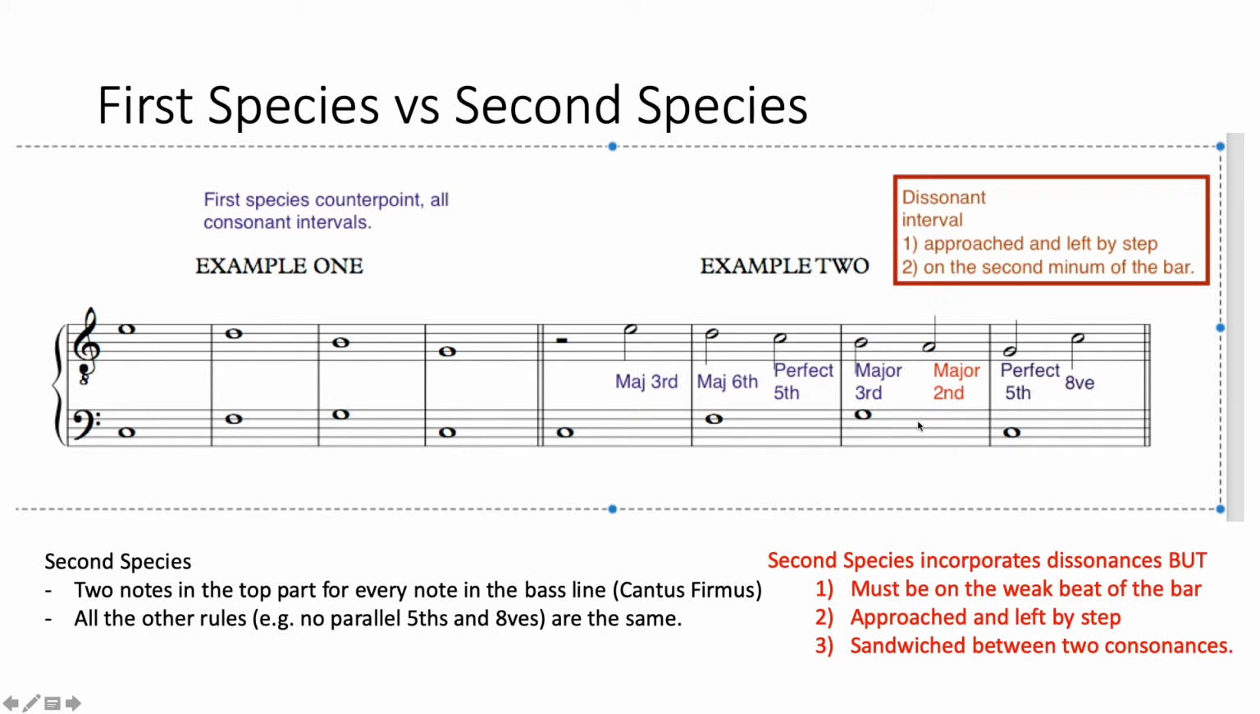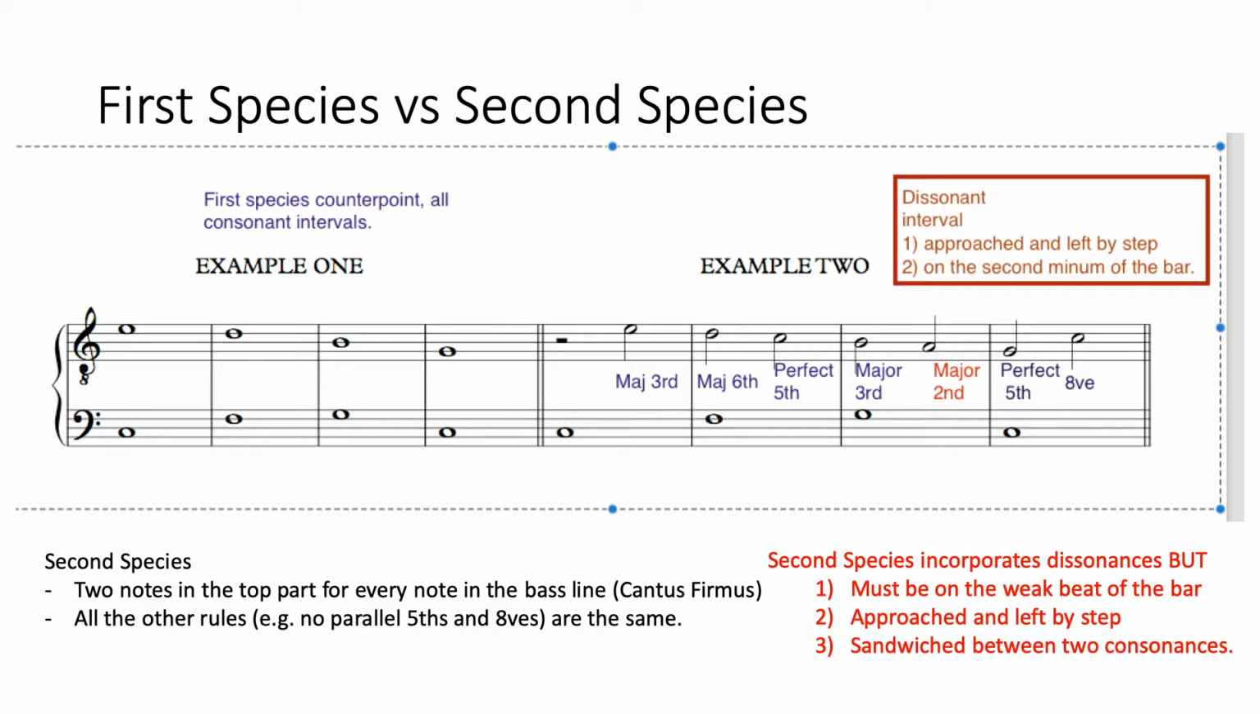So if we look at that dissonance there, it's on the second minim. The note before it is a step away. So we've gone from a B down to an A, the dissonance. And then the note after it is also a step away. The A drops down a step to the G. And dissonances also have to be sandwiched between two consonances. So we've got a major third just before the dissonance and a perfect fifth just after the dissonance. So we've gone from consonance to dissonance to consonance. Those are the key rules for the treatment of dissonance in second species counterpoint.